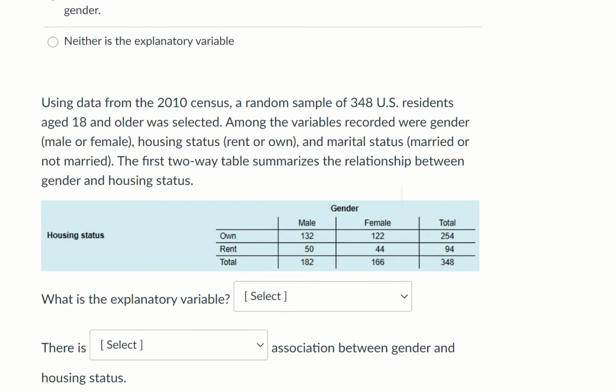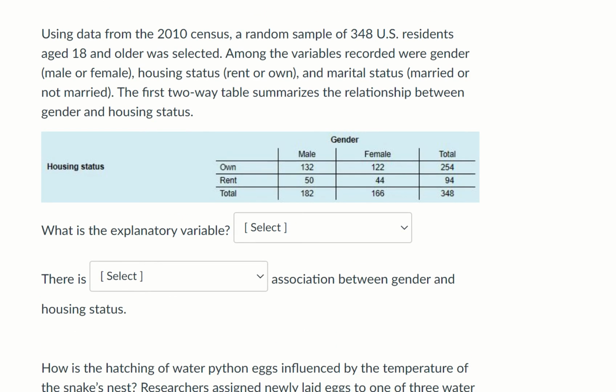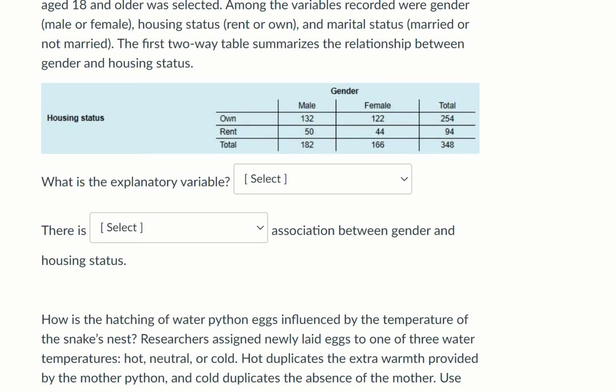Okay, so using the data from the 2010 census, a random sample of 348 U.S. residents aged 18 and older was selected. Among the variables recorded were gender, male or female, housing status, rent or own, and marital status, married or not married. So the first two-way table summarizes the relationship between gender and housing status. And so they want to ask, what is the explanatory variable?